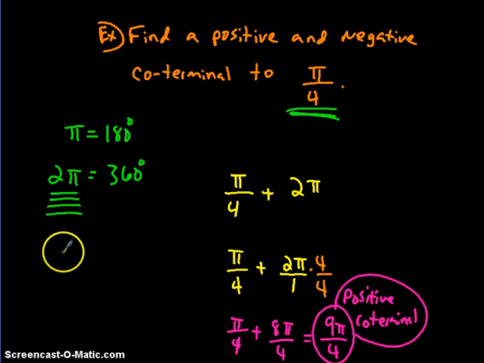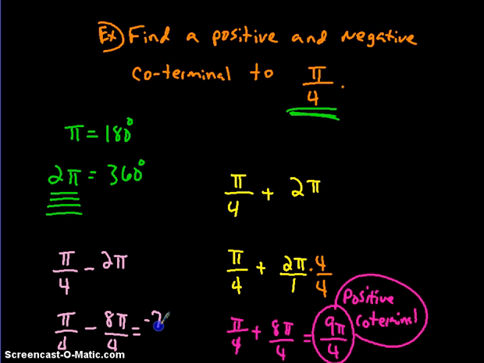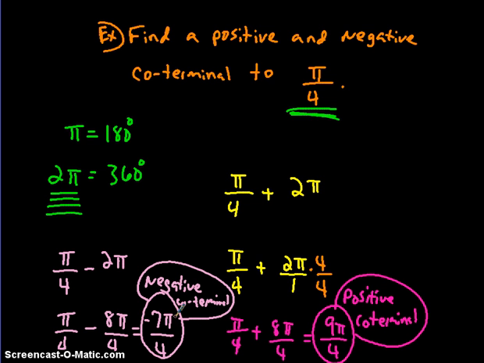If I want to find a negative coterminal to it, I'll still take pi over 4, and instead of adding 2 pi, I'll subtract 2 pi from it, so I get a negative angle. And what we decided was that 2 pi is the same thing as having 8 pi over 4, because that's what it reduces back to. 8 over 4 is 2 pi. So if I subtracted that, you should wind up having negative 7 pi over 4. So this would be a negative coterminal. So that's a positive version, and this is the negative version of that exact same angle. So pi over 4 is equivalent to this, and is also coterminal or equivalent to that angle.